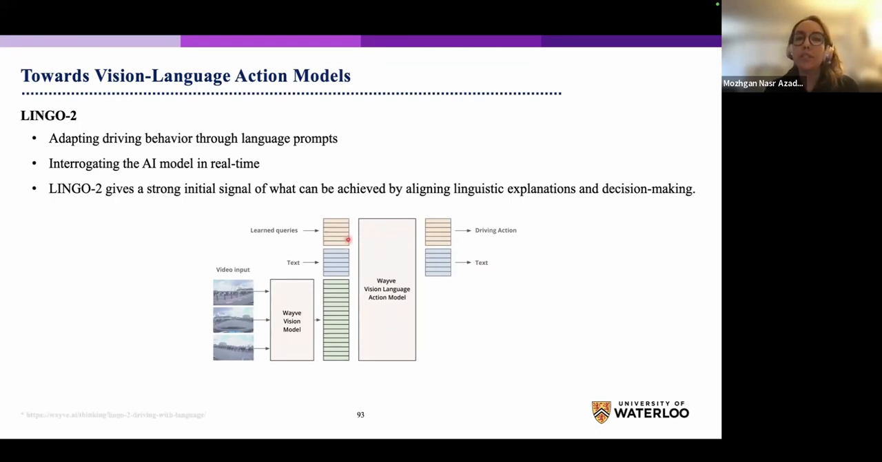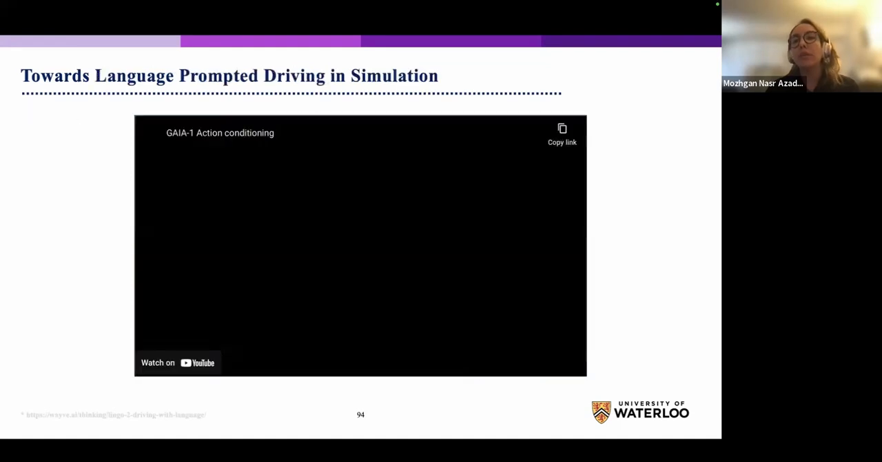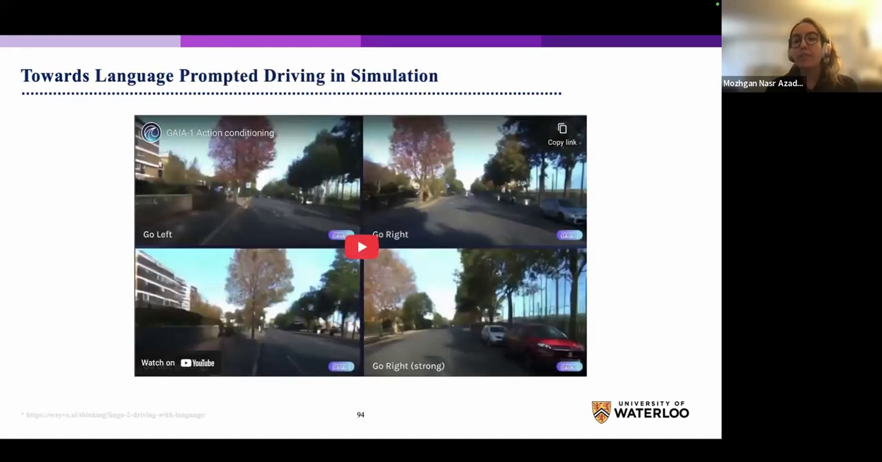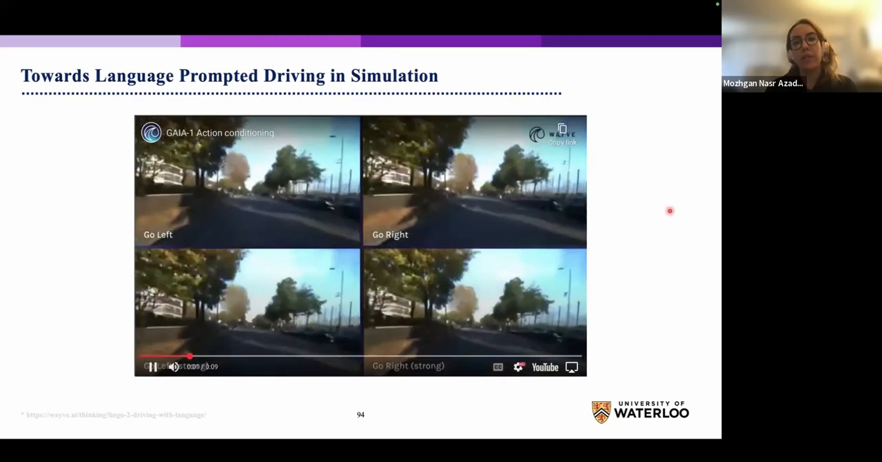But we don't know anything specific about this model because they didn't release it. It's not publicly available. The only thing we know is from the sample videos that they produced, that this is still too dangerous to be used in real-world scenarios. But this is an example where they give a prompt to their driving simulation model, and they generate different scenarios based on the input text. So if it says go left, the car goes left, and if it says go right, the model goes right. So let's see this final example.